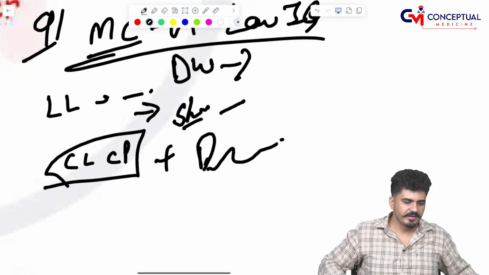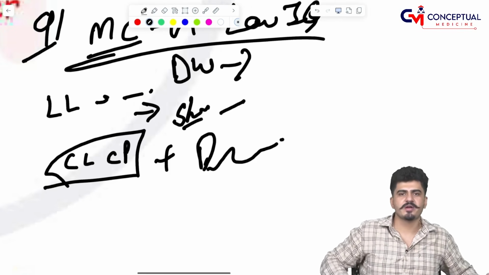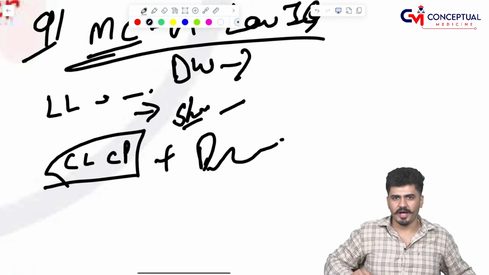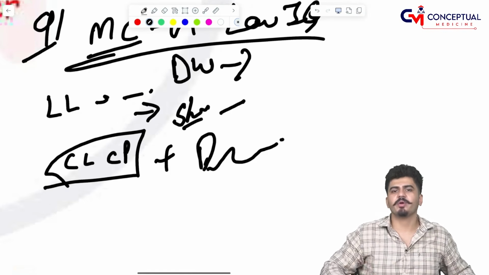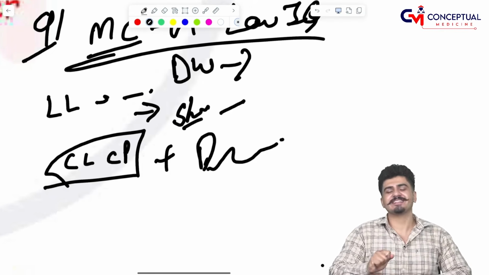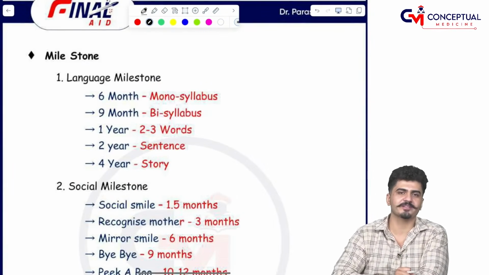Very good. It's Noonan, pseudo Turner. A female with normal IQ having broad-spaced nipples and a webbed neck. Now your diagnosis is Turner syndrome. That is going to be Turner syndrome. Let's move on to the next topic called milestones.